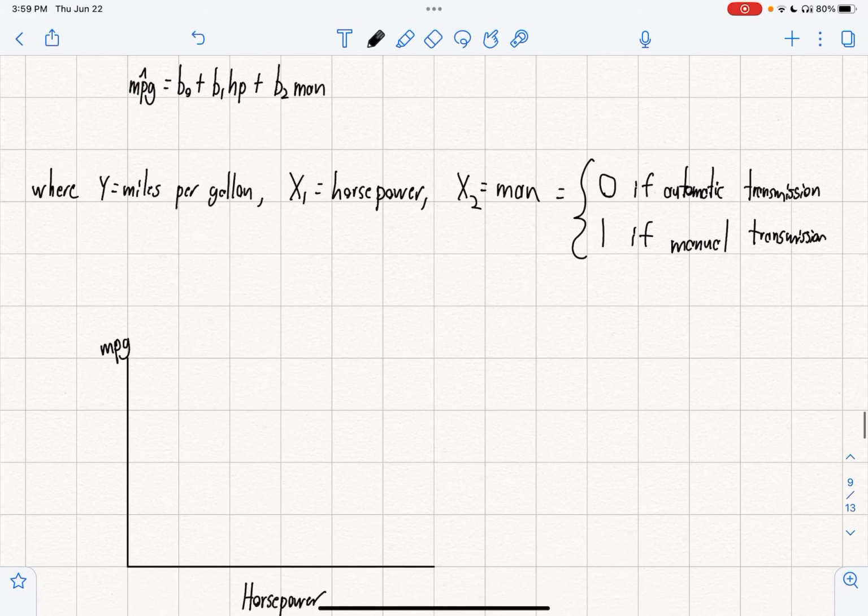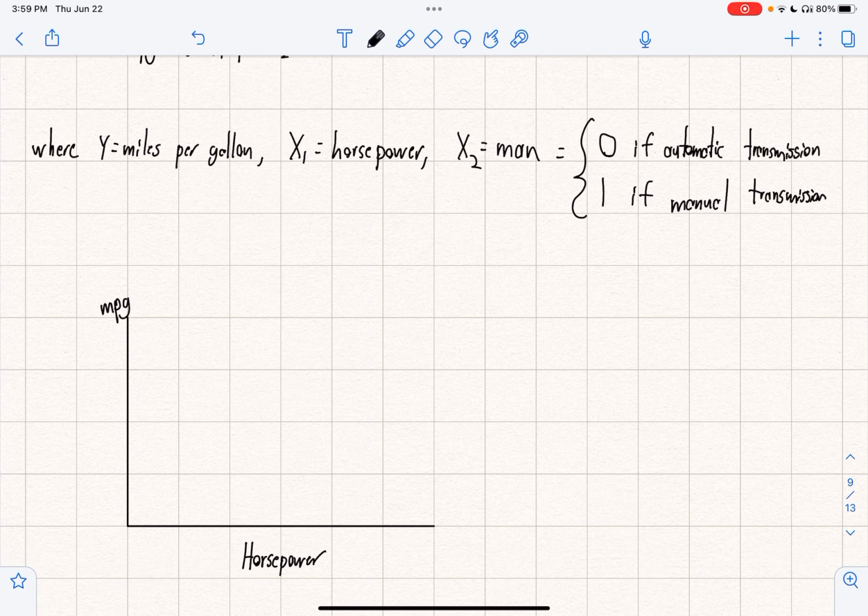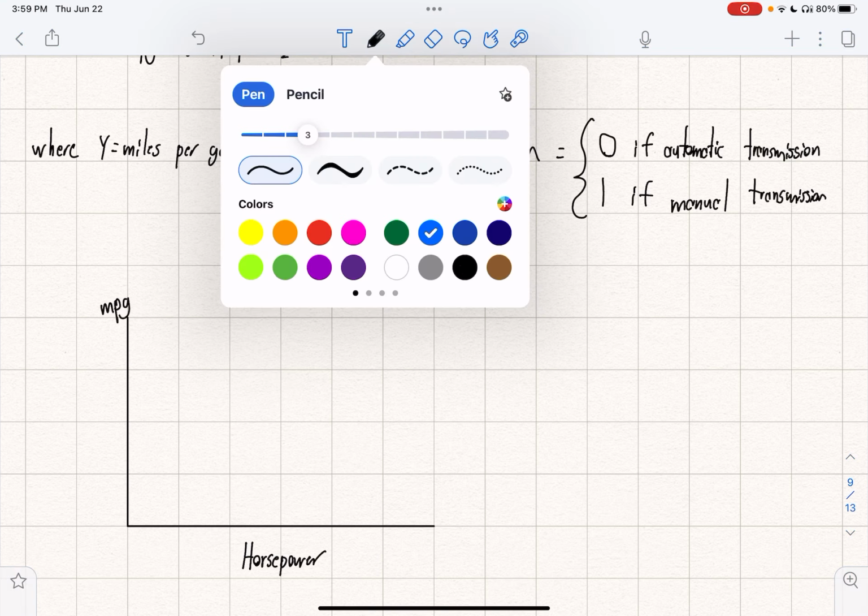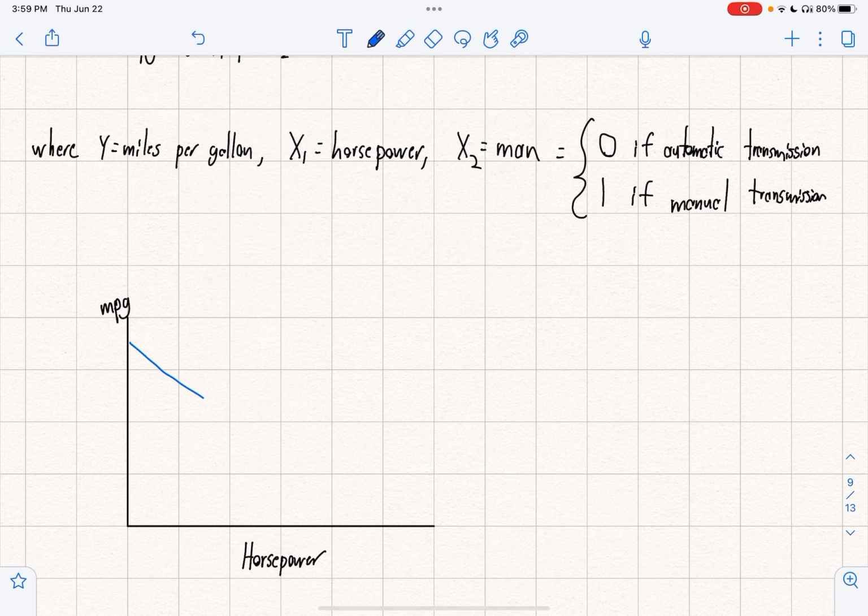So when we think about our miles per gallon and horsepower, remember our regression line was negative sloped. It was something like this. But now we added this dummy variable. And so we actually are going to have two different lines with the same slope. So let's visualize this for a moment. So let's take manual to be in blue. So actually, let me draw it a little lower. So I'll say blue is manual, and then I'll take red to be automatic.